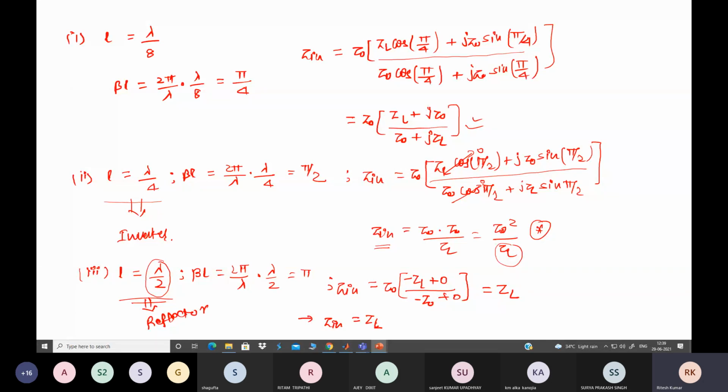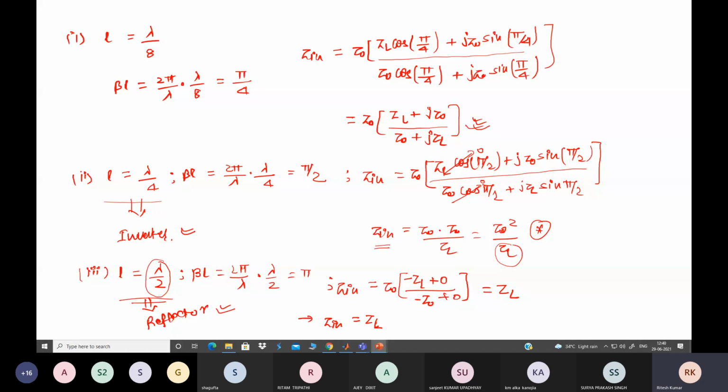So here we have discussed 3 different lengths of transmission line, in terms of electrical length beta L. We have seen the nature of the input impedance of a line always depends on the length to wavelength relationship, that is beta L. So beta L decides the nature of your transmission line, whether it will have input impedance as an arbitrary value like this, or it will work as an inverter, or it will work as a reflector. So these are the different special cases, so you have to keep them in mind.